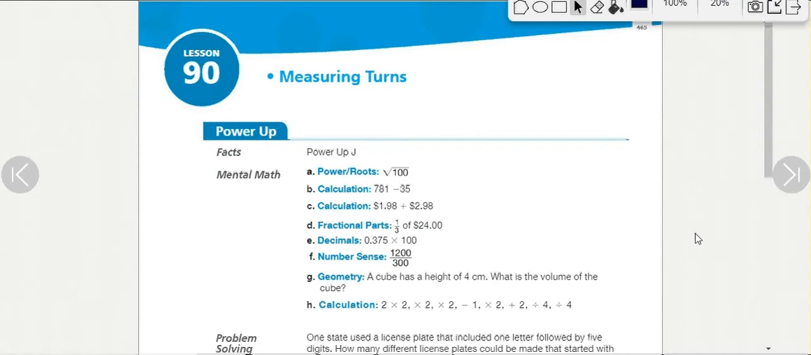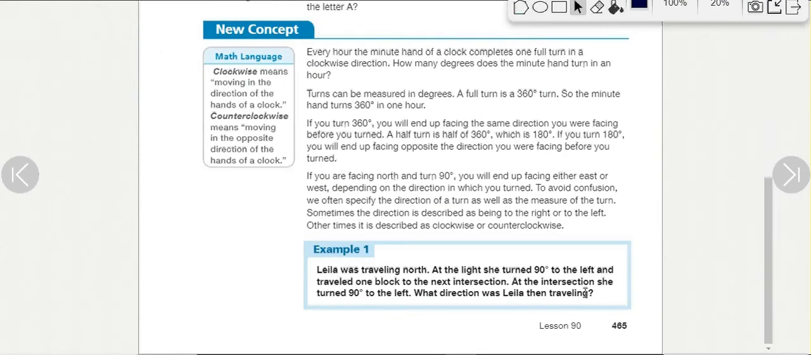Lesson 90 is an interesting one. We didn't ever do this one in the old book. It's just measuring turns. You must have found that this is important information for kids as they're developing now.